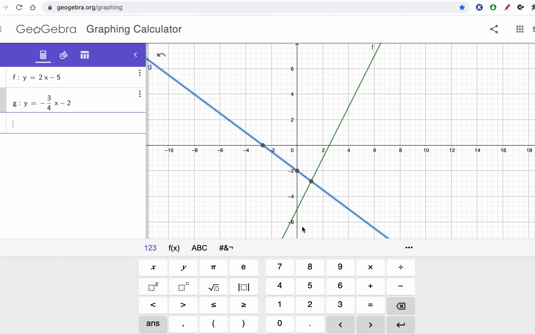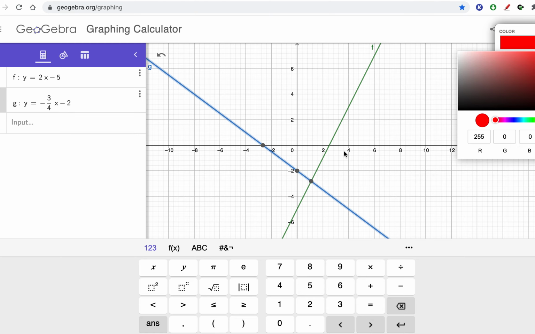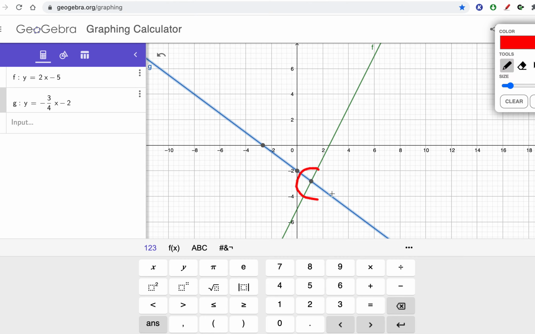So then the solution of these two is where the two have something in common, where both of them have an input and output, or an xy, that is shared, which is right here. And it might be a decimal since I made up this equation.